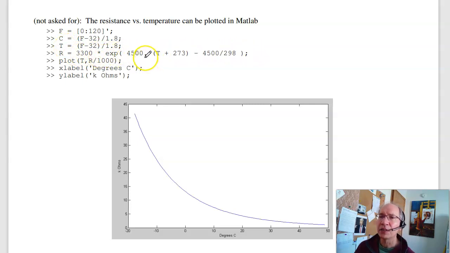I've got to use the dot slash because that tells MATLAB don't do element by element division or matrix inverse. Treat this as just a whole bunch of numbers. Then plot temperature versus resistance in kiloohms. And here's what you get.